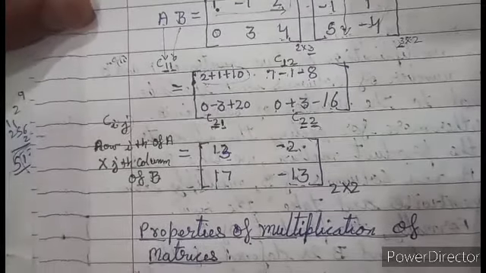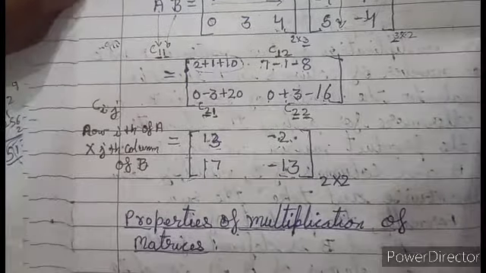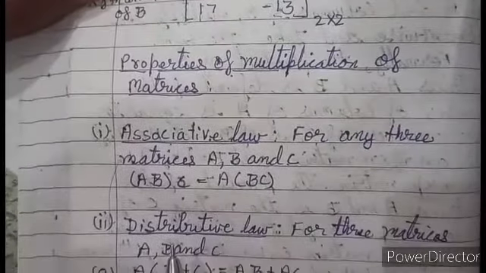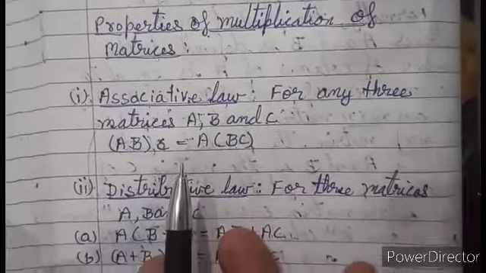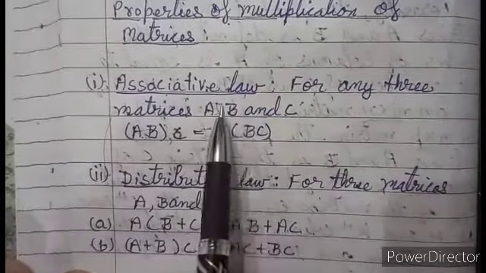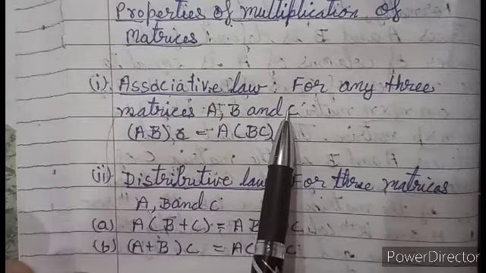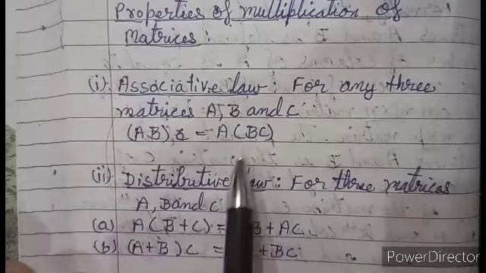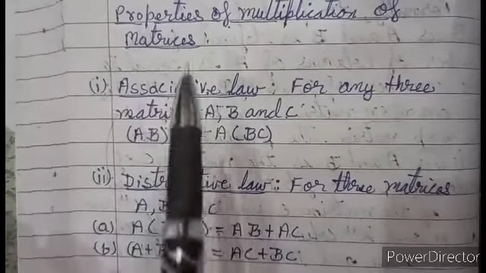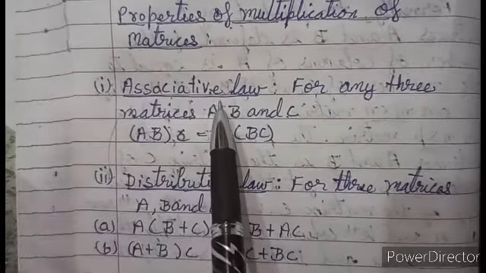Now, properties of multiplication of matrices. First of all is the associative law. For any three matrices A, B and C, (AB) into C is equal to A into (BC). That means the product of matrices follows the associative law.